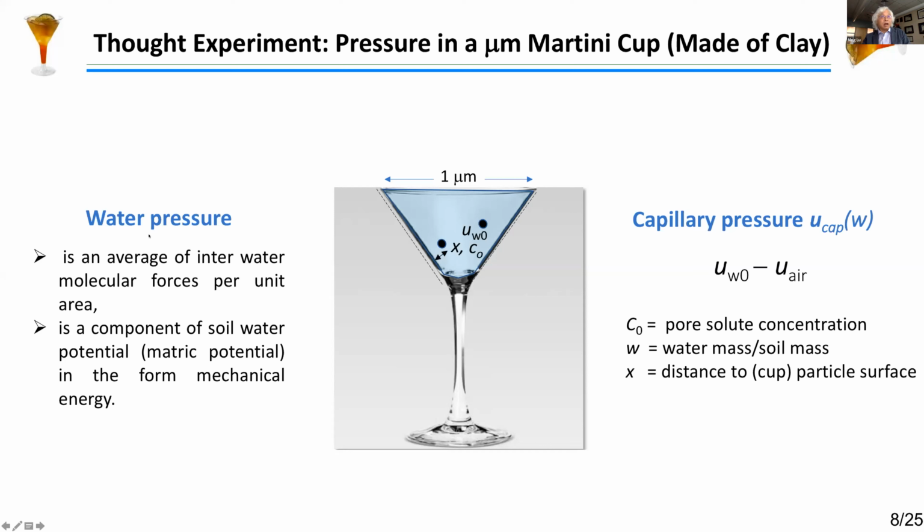So let's look at how we define water pressure. Water pressure is basically an average of inter-water molecular force per unit area, right? So water pressure, in the case of what we call soil water potential, is a part of soil water potential. We know that other forms can also be transferable, for example gravity. That can also be water pressure. It can also be part of water potential. Same thing with osmosis. And the capillary pressure we define is basically the pressure difference between air and water.